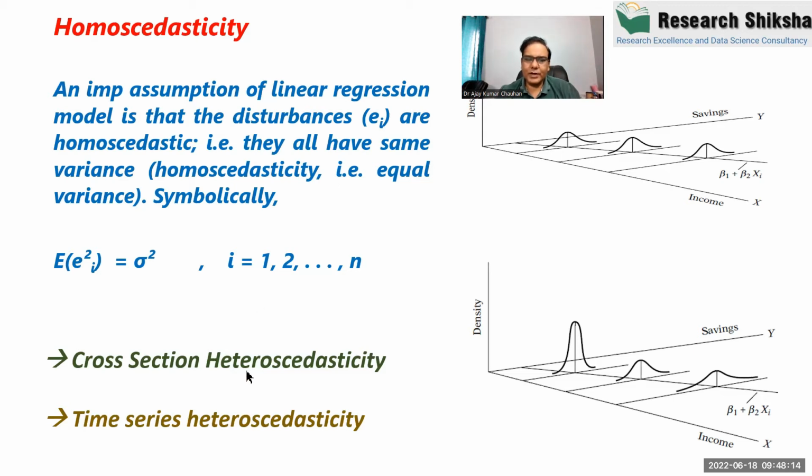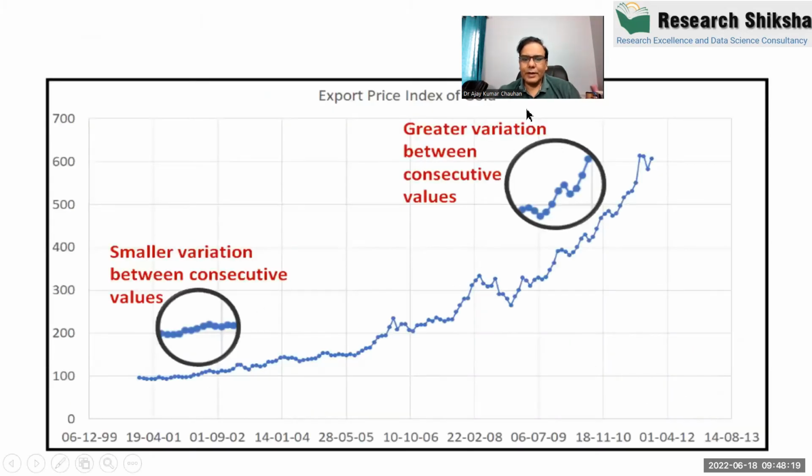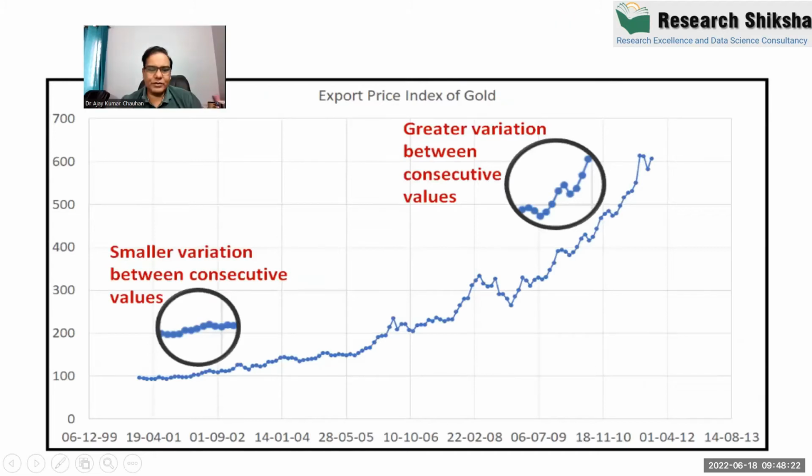and we are dividing it into two categories: cross section and time series. Especially in time series, because in this case you can see on the x-axis we have the time. Just see these two circles, where we are saying that there is greater variation between consecutive values and smaller variation between consecutive values. So it may be possible that as time proceeds, high variation is found in the price, because of the increase in price.